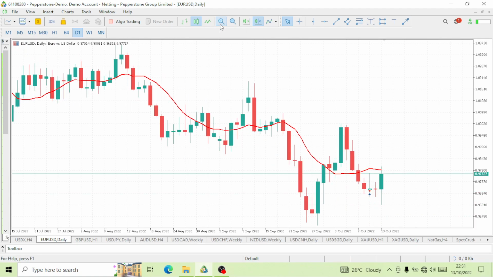And I've also included this moving average, which is 10. I'm using a 10 period moving average. We consider that this price is still below the 10 period moving average, meaning we are still on a bearish move.